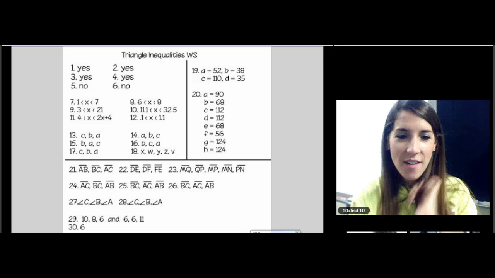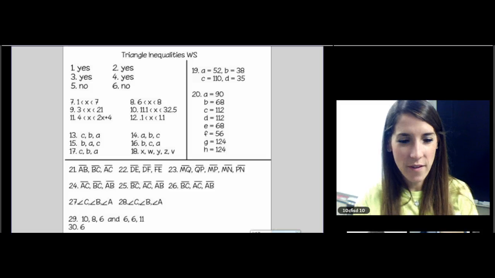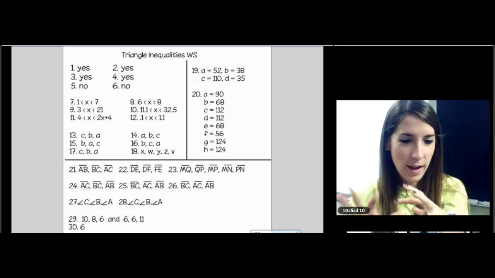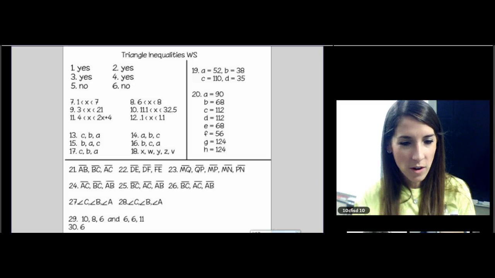Did y'all like this stuff? I think it's kind of fun, isn't it? It's so different from what we've been doing. It's kind of like a puzzle to find out what goes where and what order they go in.